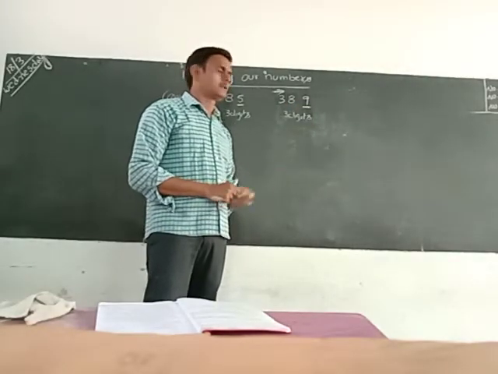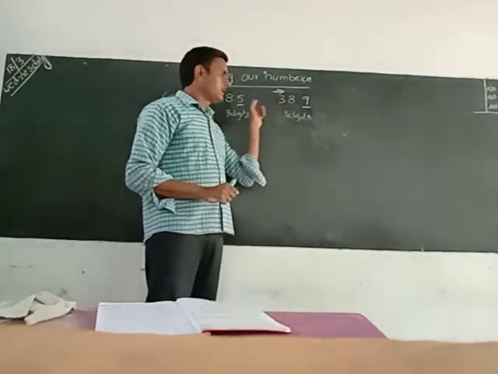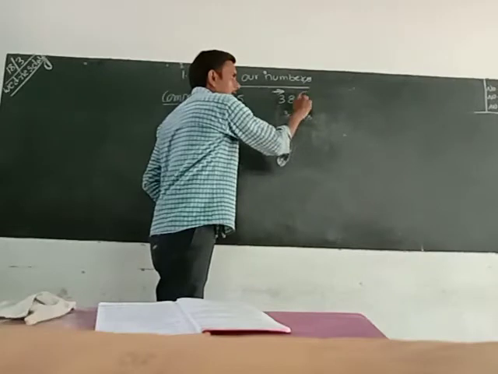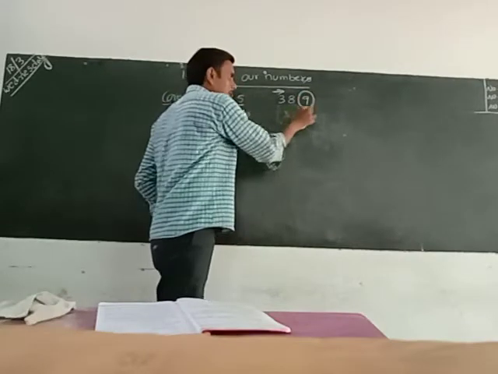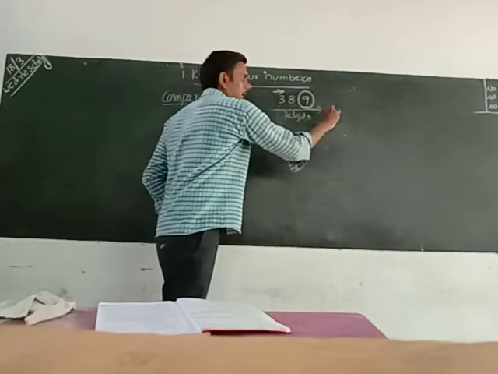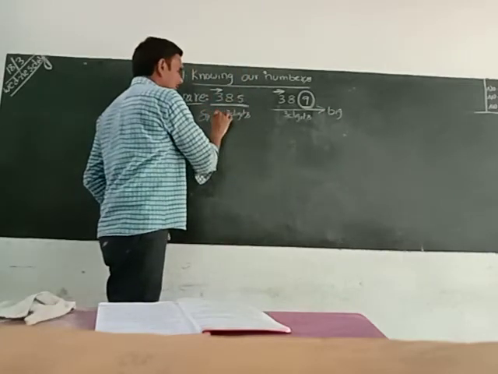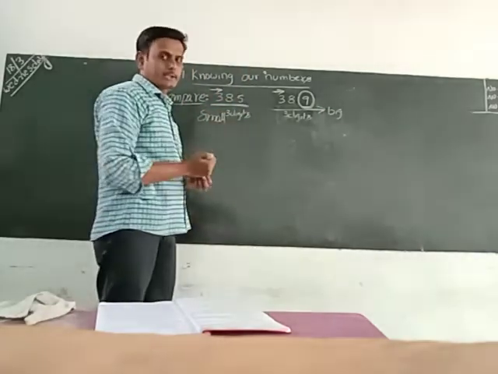Don't consider another place. Here 5 and 9. Which is bigger? In 5 and 9, which is bigger? 9 is bigger. So we can conclude this total number is bigger. This number will be small. Go for the next comparison.